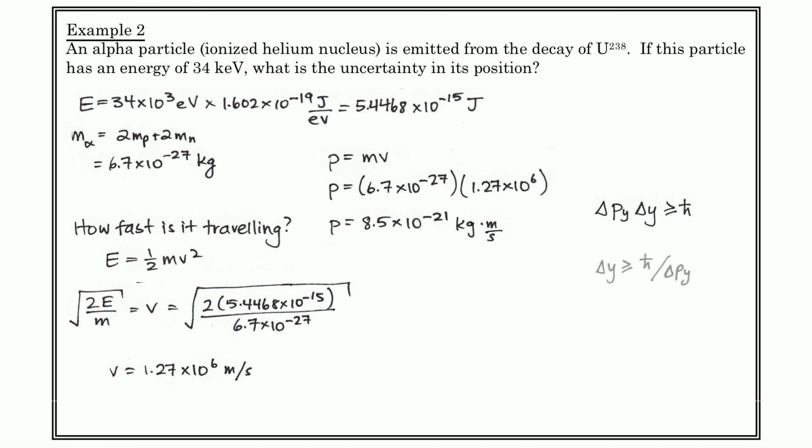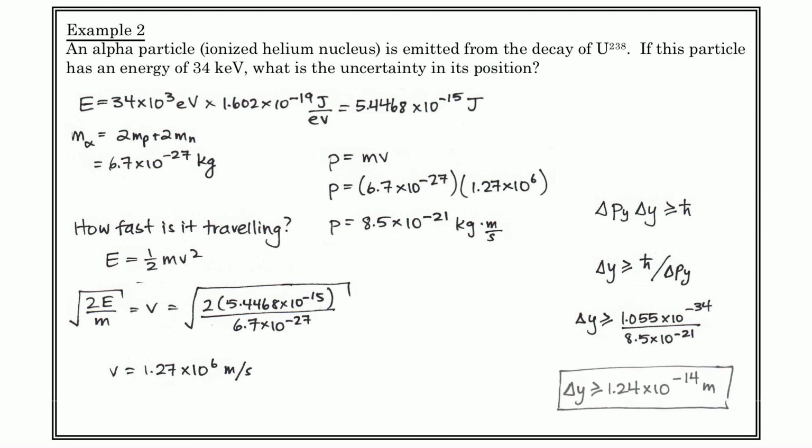Apply this in the uncertainty principle, rearrange, and I solve for y, which is greater than or equal to 1.24 times 10 to the minus 14 meters. And that basically is how we do calculations with the uncertainty principle. It's very, very simplified, and the concepts are pretty confusing. However, these are some straightforward examples, and we'll have more opportunity to talk about this in class.